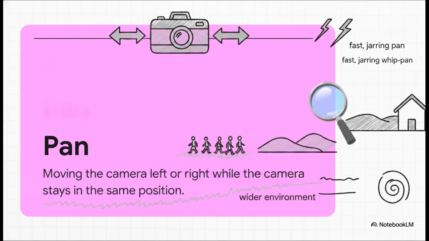Enter the pan. This is when you move the camera left or right, but the base itself stays in the exact same spot. It's exactly like you just turning your head left to right to scan a room. We use a pan to follow a subject walking past us, or maybe to reveal a piece of information hiding just out of frame, or even just to show off a massive environment. The general rule of thumb here, keep it nice, slow, and smooth. Well, unless your story specifically calls for a super fast, jarring whip pan to inject some quick energy.